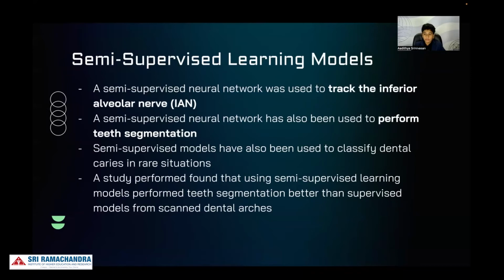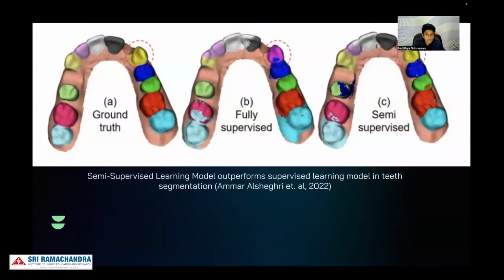So a study that I'll be talking about in the next slide found that semi-supervised learning models perform teeth segmentation better than supervised models from scanned dental arches. So as you can see here is a diagram displaying the ground truth, the fully supervised learning model, and the result of the semi-supervised learning model. And as you can see, the semi-supervised learning model outperformed the supervised learning model in teeth segmentation completely. And this was a study done by Amar Al-Shagri in 2022.